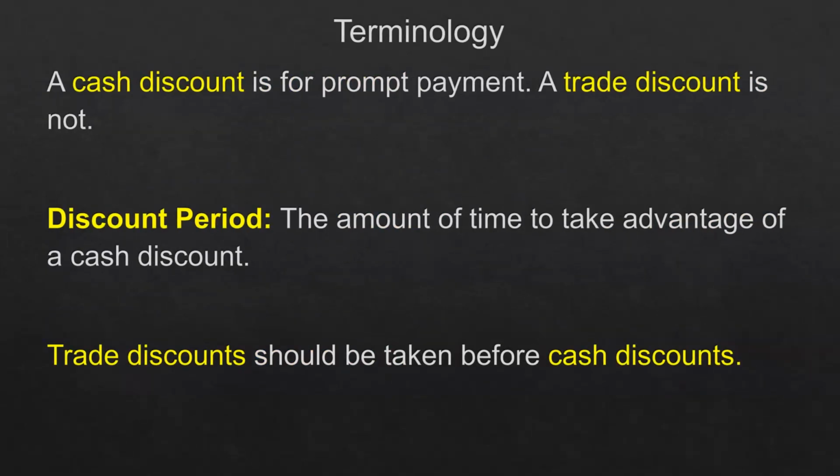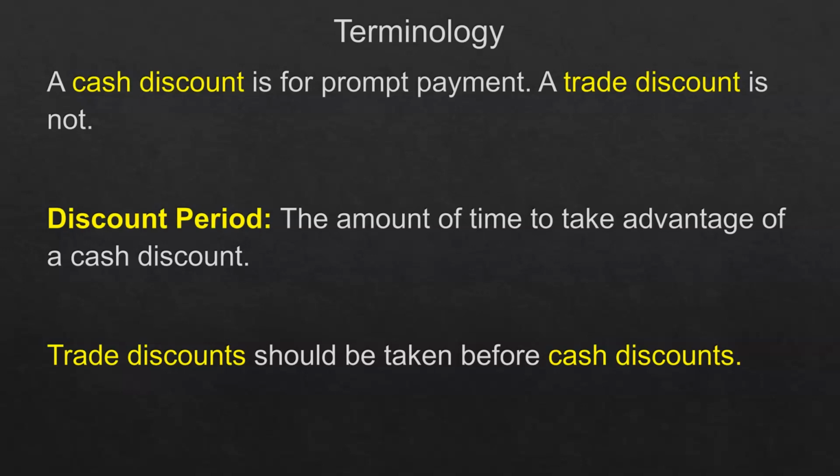Okay, you can always pause and look at these closer, definitely, as I'm running through them, right? A cash discount is for prompt payment. A trade discount is not. So the trade discount is just like a courtesy discount that is given whenever you order something. The cash discount is to get you to pay your invoice quickly.